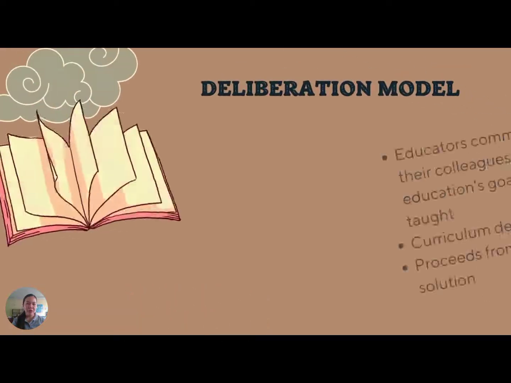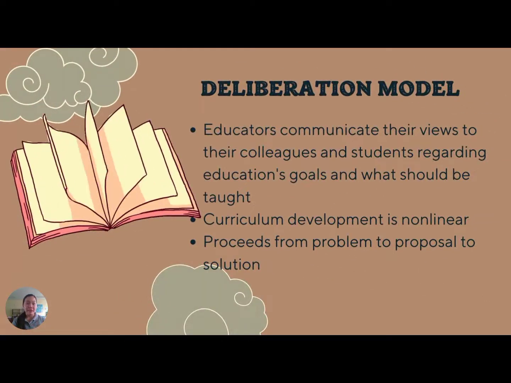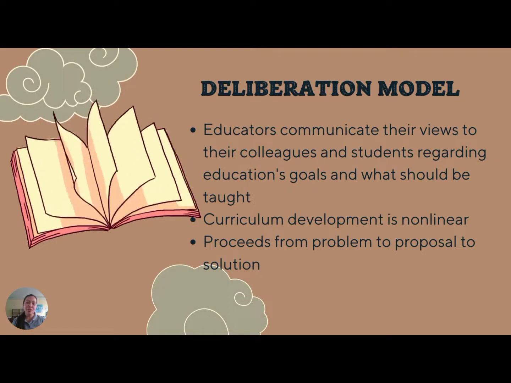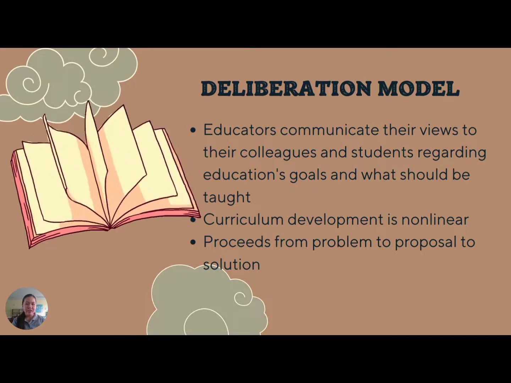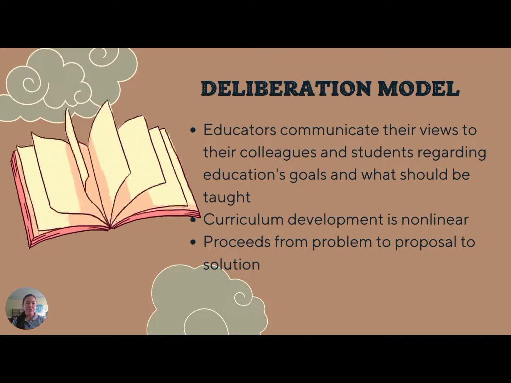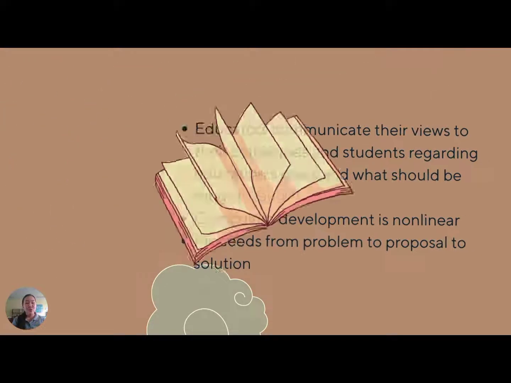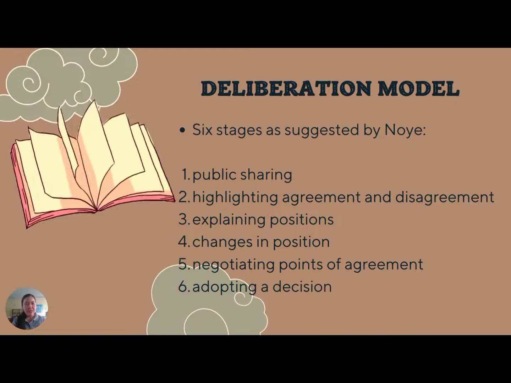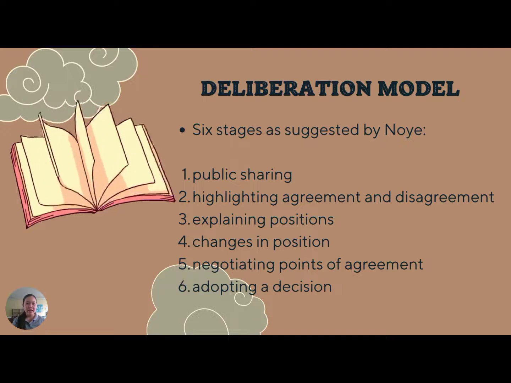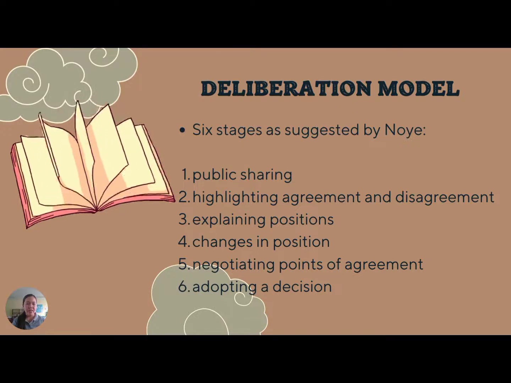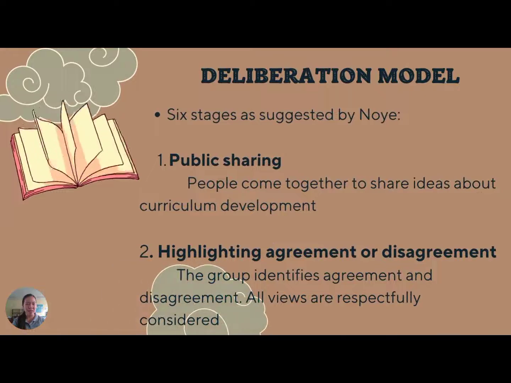Second, we have the deliberation model. From the term itself, deliberate. How is this done? This model views that educators communicate their views to their colleagues and students regarding education's goals and what should be taught. Curriculum development is non-linear and it proceeds from problem to proposal to solution. The deliberation model, as suggested by Noy, has 6 stages: the public sharing, highlighting agreement and disagreement, explaining positions, changes in position, negotiating points of agreement, and adopting a decision. So how is this done?